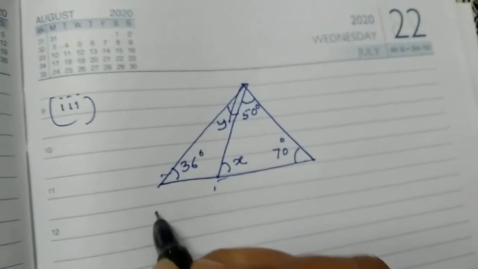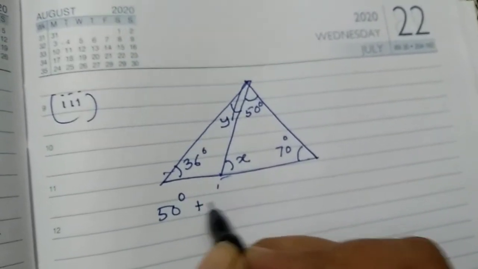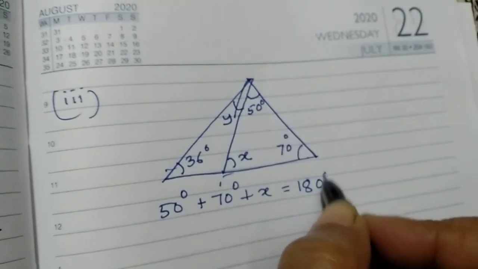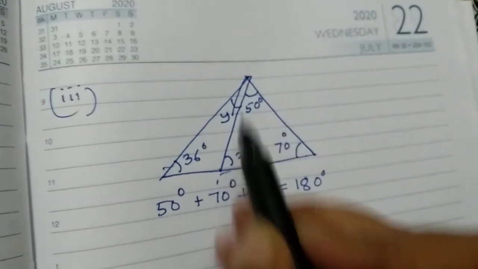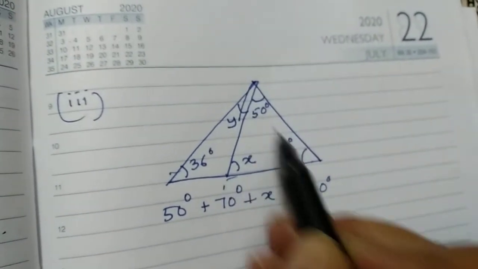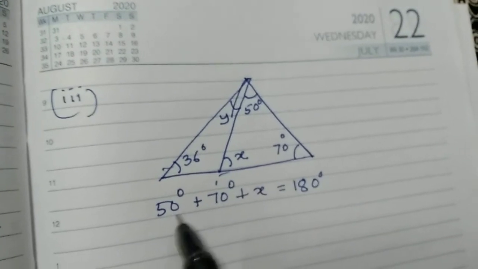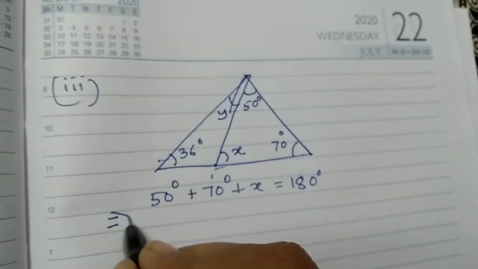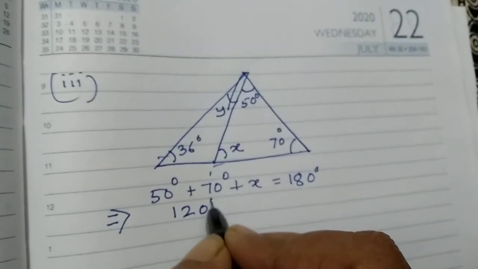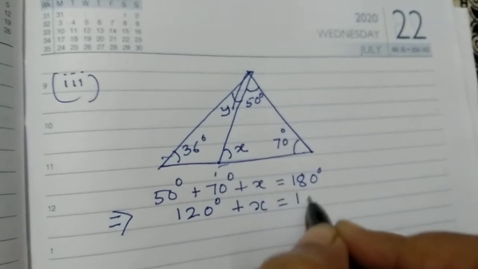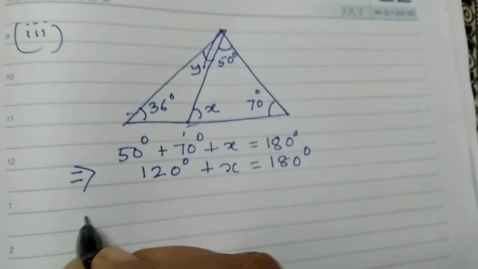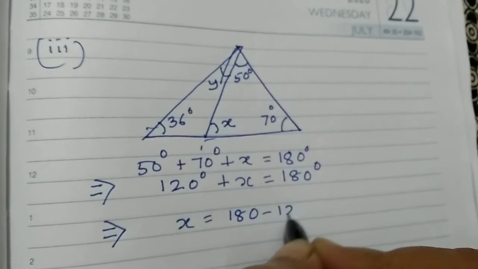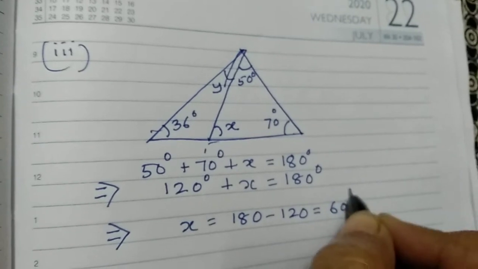Yes. So I can write that 50 degree plus 70 degree plus x should be equal to 180 degree. These are the interior angles of this triangle, 50, 70 and x. So 50 plus 70 plus x will be 180 degree. So this is basically 120 degree plus x will be equal to 180 degree. So what is the value of x, girls? X should be equal to 180 minus 120, that is 60 degree.